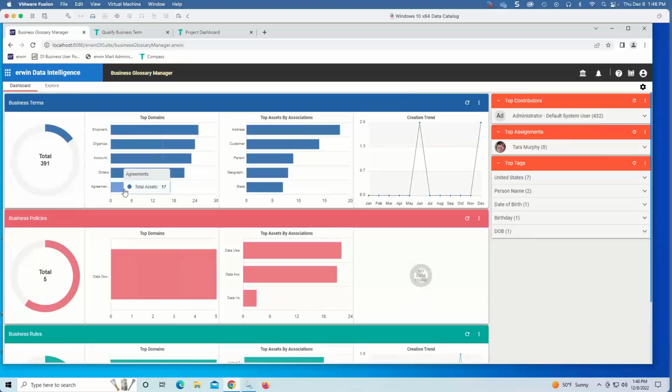So here, different domains, top assets that we have, trend for creating business terms, business policies, and various other things that are all affected by those compliance reports that you have to think about what the metrics are going to be before you actually get into the tool, because the tool itself will let you design whatever kinds of reports you want. But thinking about what kind of metrics you want up front is very, very useful. Like Robert says, this stuff doesn't come pre-populated in the product.